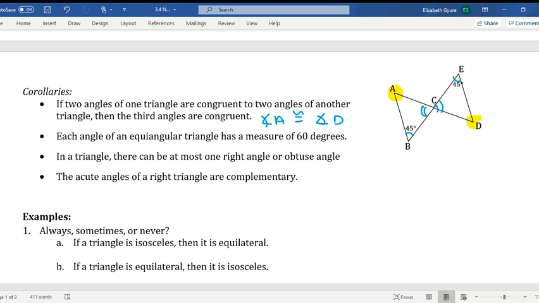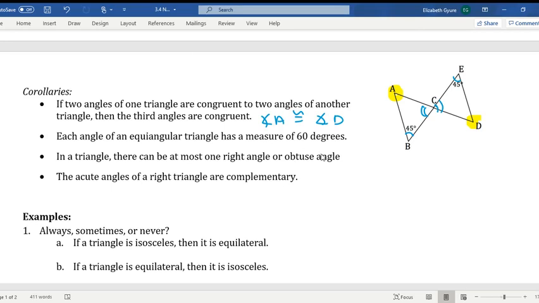In a triangle, there can be at most one right or obtuse angle. That has to do with the sum. If the sum can only be 180 degrees, right? Can you have 2 right angles? That'd be 90 plus 90, which is already 180, right? Same thing if they were obtuse. Your sum would be greater than 180. It wouldn't make sense. And then the last corollary is that the acute angles of a right triangle are complementary.